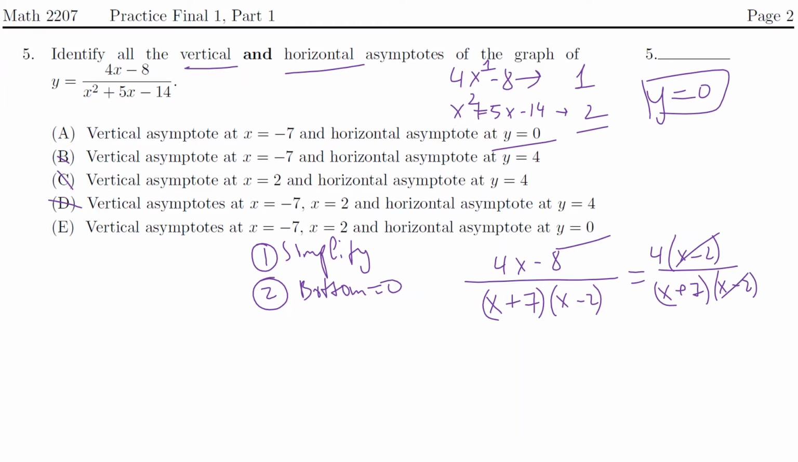That's simplification. Only then we set the bottom to 0. x plus 7 equals 0. So therefore, x equals negative 7. And therefore, the answer is A.